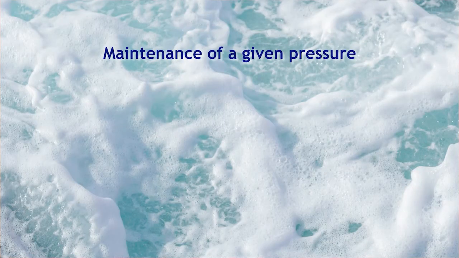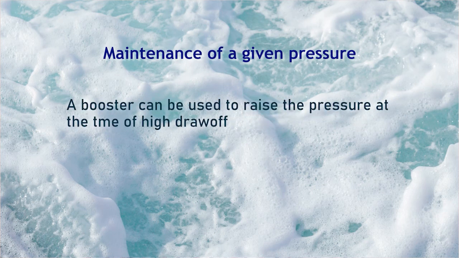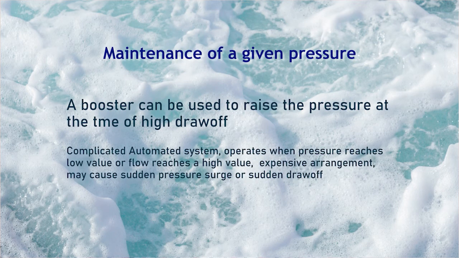The third reason we use boosters is for maintaining a given pressure in the given waterworks system. A booster pump can be used to raise the pressure at the time of high draw off. This can be made possible by an automated system which is generally complicated in nature. Such a system will operate when the pressure reaches a low value or the flow reaches a high value. Because of the complicated automated arrangement, this is an expensive system and may also cause sudden pressure surge or sudden draw off in the existing water supply network.